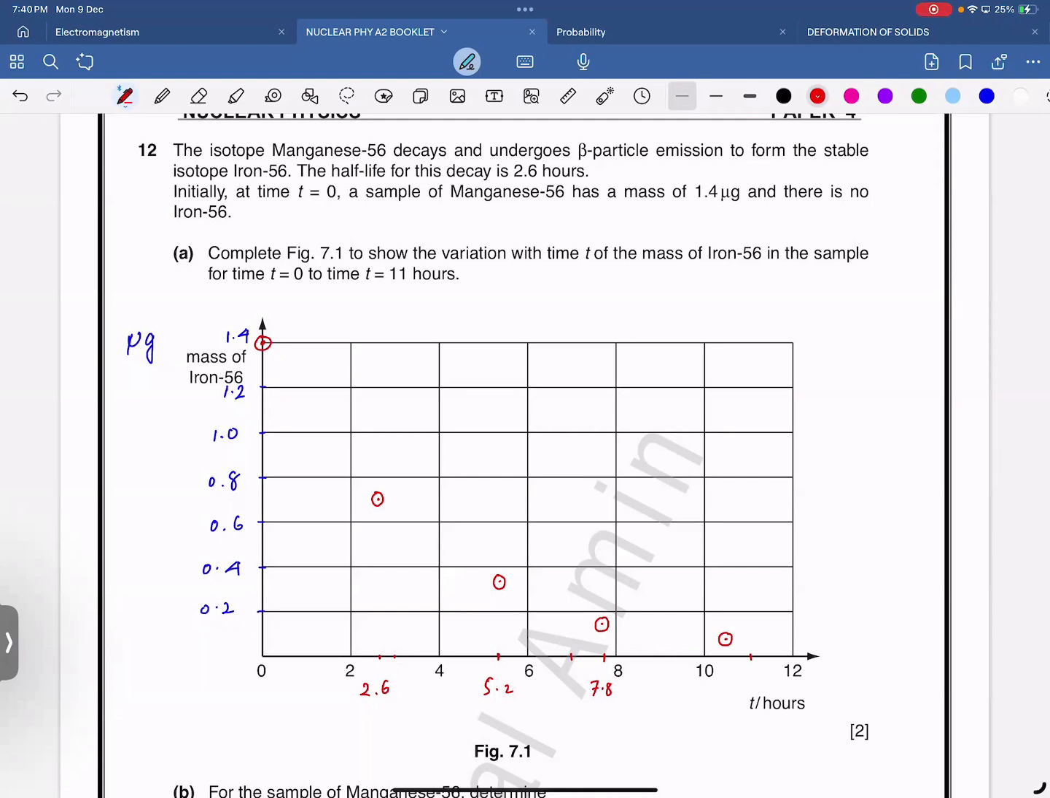So you make a smooth curve, dear students. This is how it should look. Each time you kept doing half, half, half. You can use a ruler. Please make sure you use pencil in the graphs, okay?